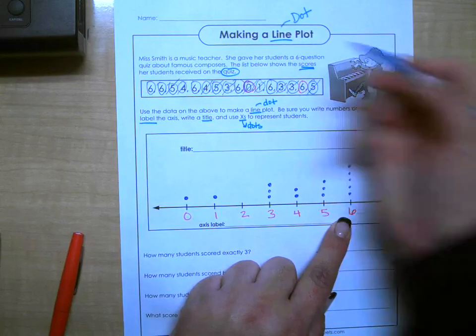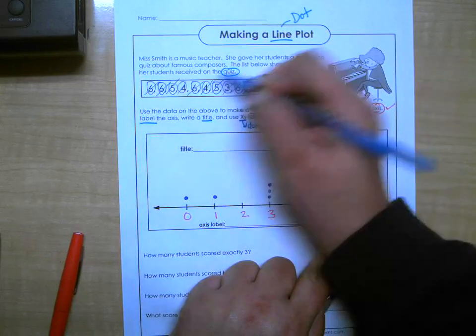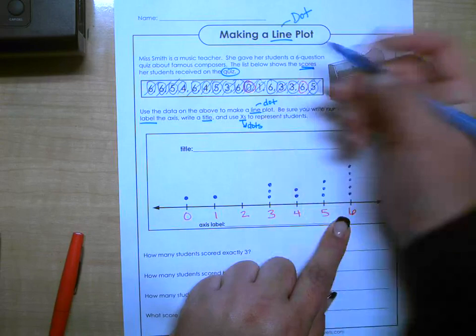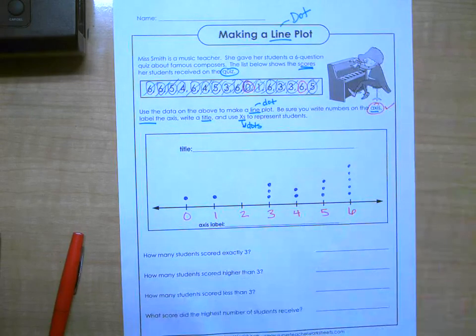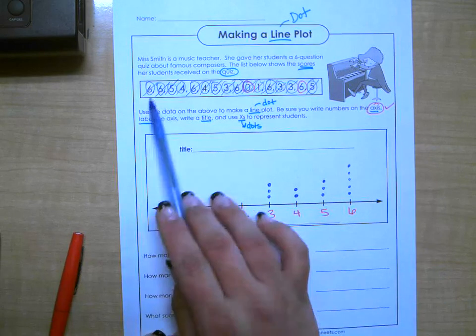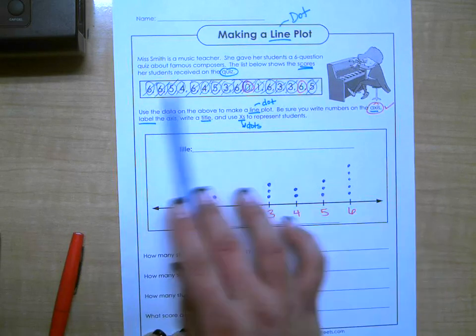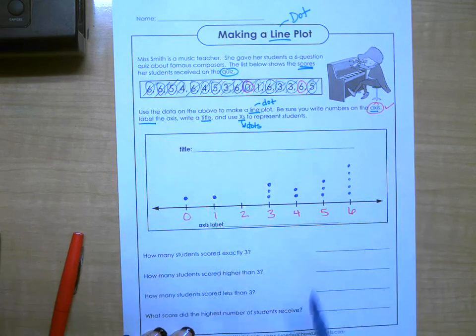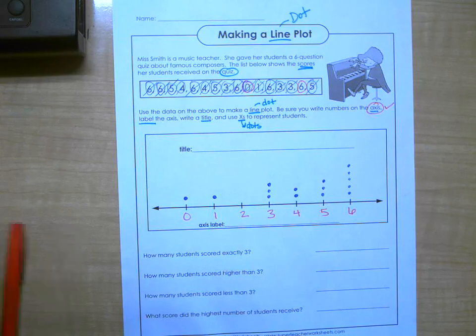Now remember, these dots represent the scores that they got on a 6-question quiz. The most you could have gotten was 6 out of 6. So always double check. You can count your numbers. How many numbers do you have up here? Make sure they correlate to your dots, so that you didn't miss any of the numbers or accidentally put too many dots. So now our dot plot is lined up and I've got every number accounted for.